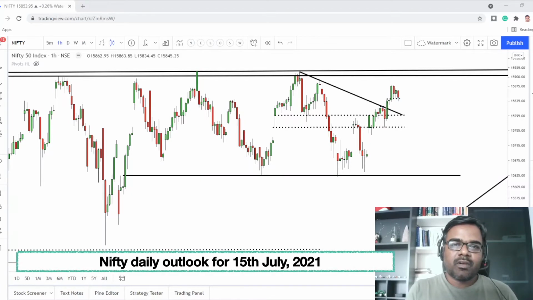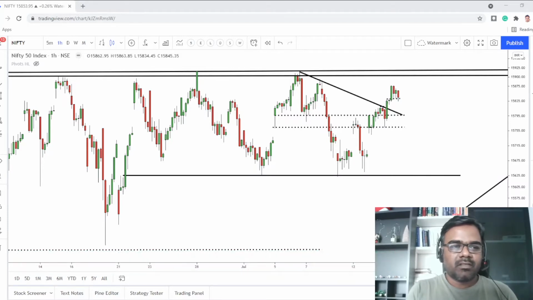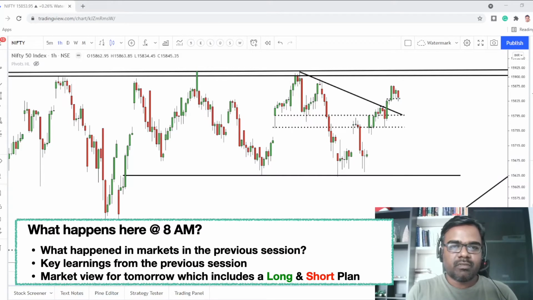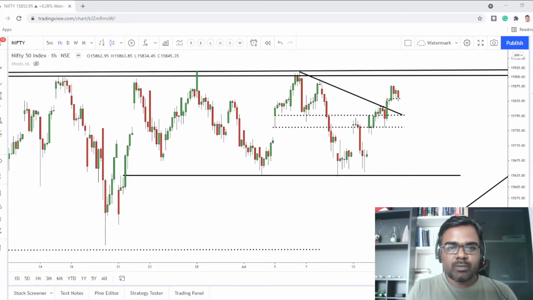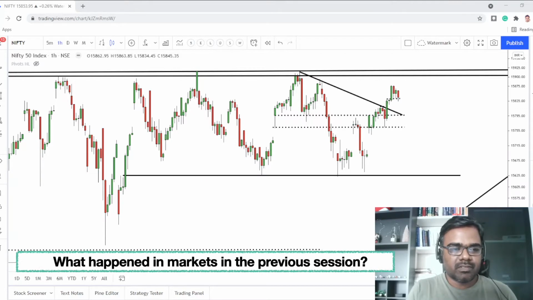Now, going into the Nifty outlook for today. For beginners who are new to the channel, this is what I'll be covering: what happened in the markets in the previous session, key learnings from the previous session, and my market view for tomorrow, which will include both the long and the short plan. So let's quickly jump into the part where we discuss what happened to the markets in the previous session.